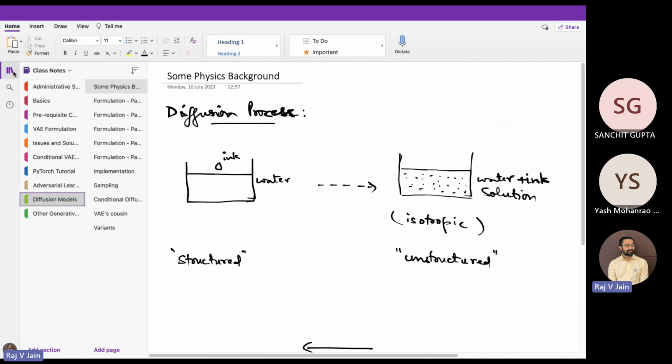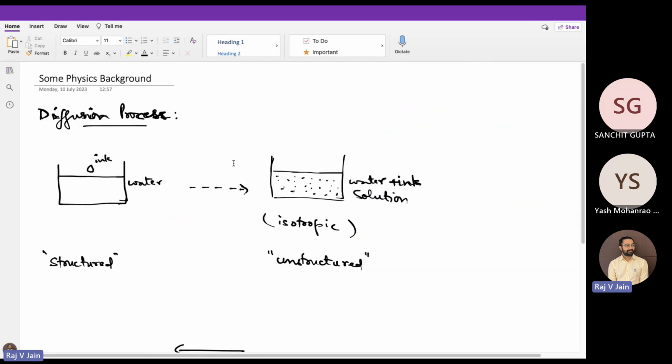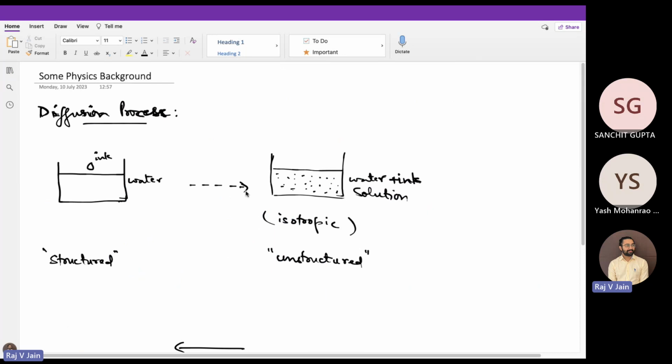So today we'll move to this idea of diffusion models, and as the name suggests, we'll first briefly talk about what diffusion is, and how this could be a motivation to look for solutions in ML, right?